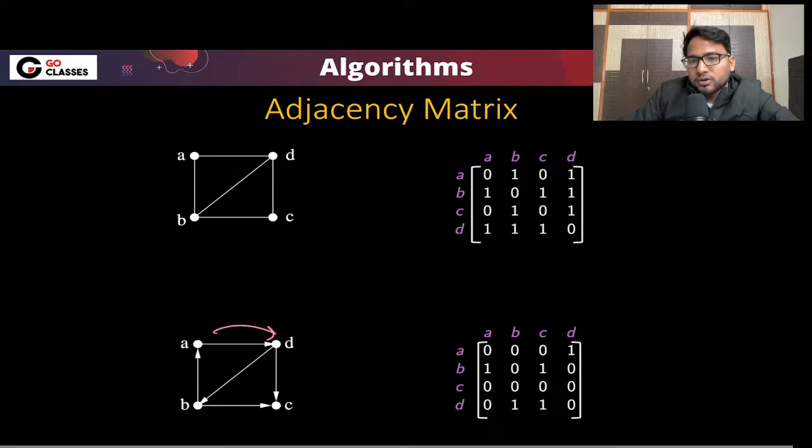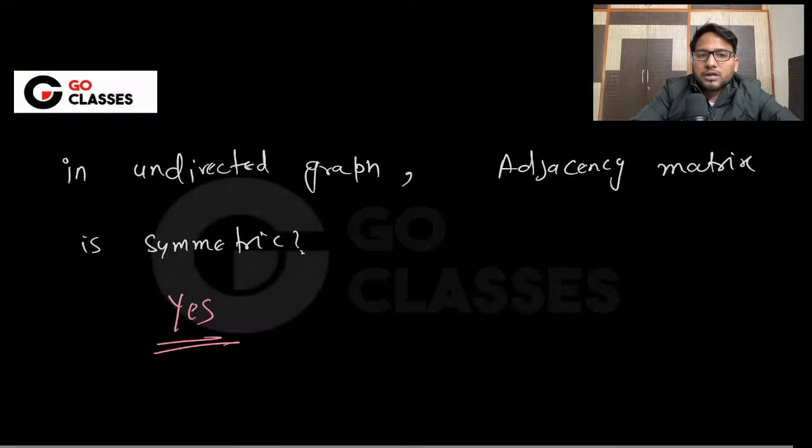This is A to D, so you will write 1 here, because this is A to D. And D to B is here, see here, D to B, right? You can write it as 1. So basically, whenever there is an edge, you can write it as 1, right? Whenever there is an edge, you can write it as 1. Okay, cool. Now let's move further.